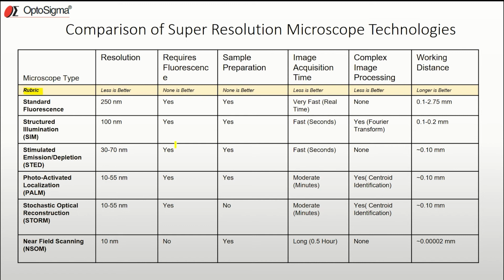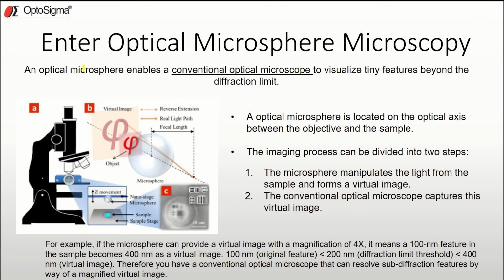So with that, let's talk a little bit about microsphere microscopy. So here we have it. An optical microsphere basically enables a conventional light microscope to visualize any feature beyond the diffraction limit, and that's what super resolution is. So this is how it works. An optical microsphere is located on the optical axis between the objective and the sample. You can kind of see it right here in the picture. The image process can be divided into basically two steps. The microsphere manipulates light from the sample and forms a virtual image. And this is the virtual image right here. There's the object. The conventional microscope basically takes over at that point and captures the virtual image.